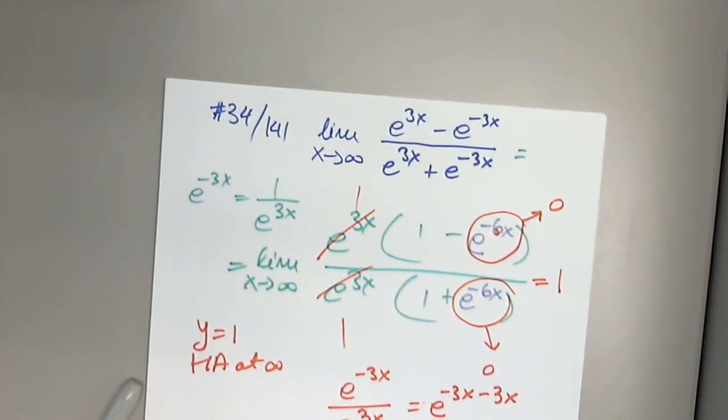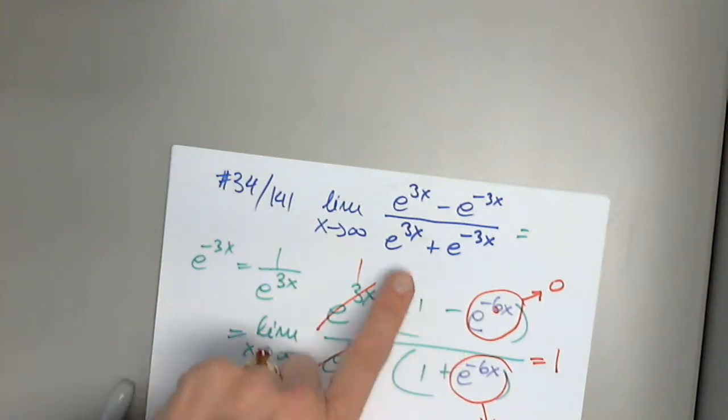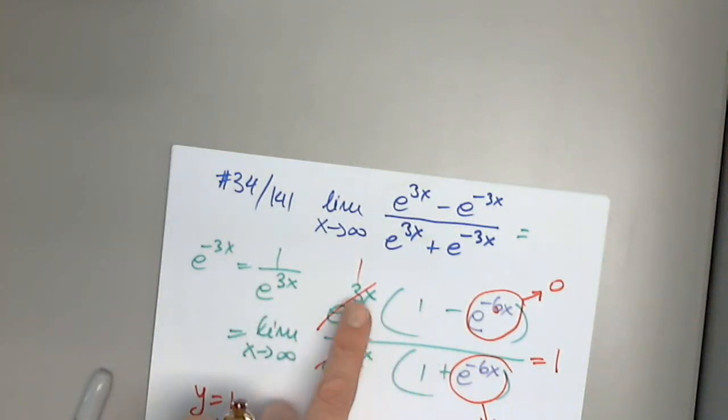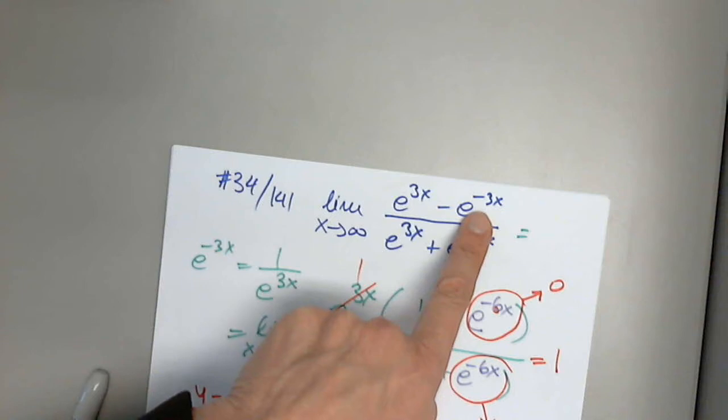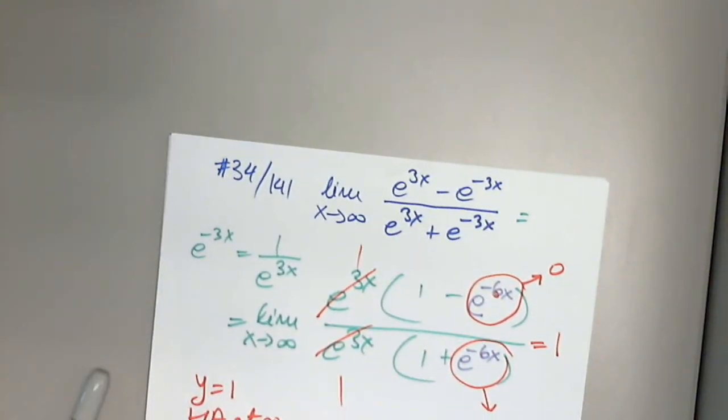Better? Because you multiply exponents. I copy the base and add the exponents. When I distribute, this times this is this. I copy the base and add the exponents to get that. So 3x minus 6x is negative 3x.